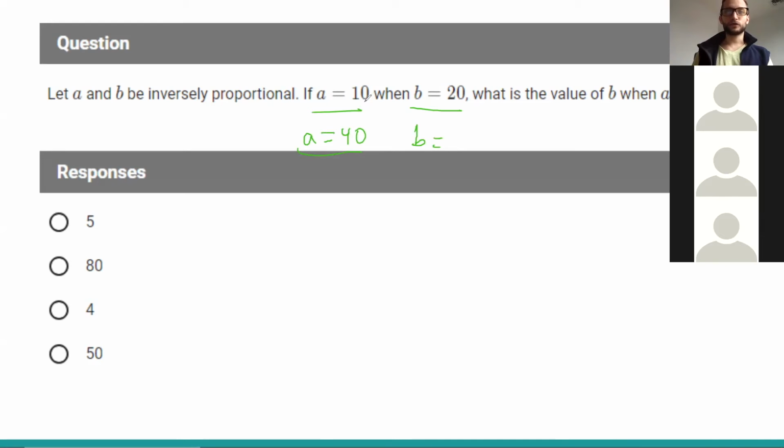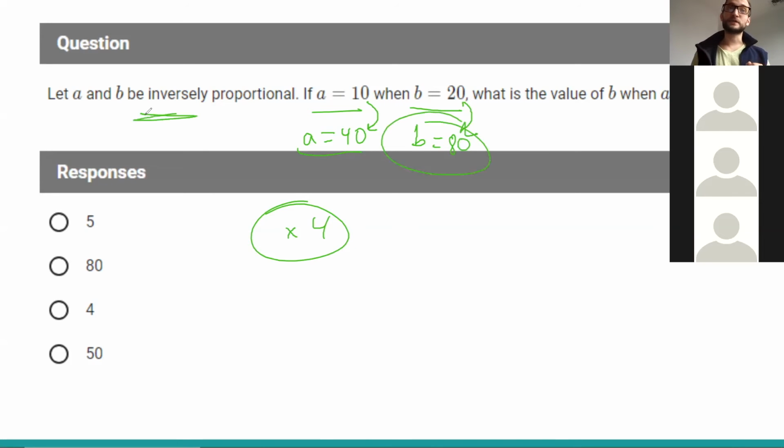Well, A, so it's not addition and subtraction, it's multiplication, right? So A goes from 10 to 40. That means we multiplied by 4. So what would happen to B? Well, if they were directly proportional, you would also multiply them by 4 and you would get 80.